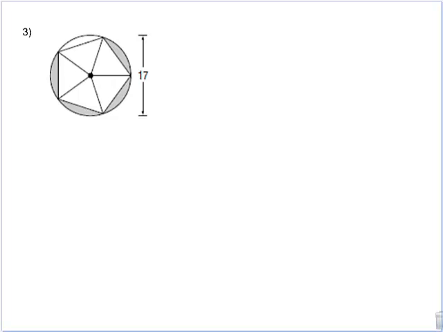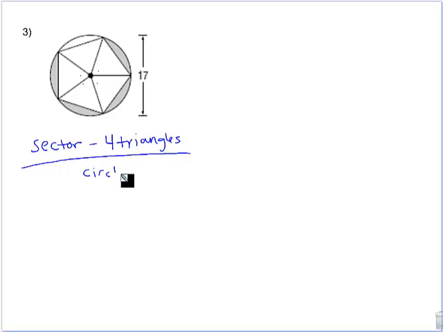Let's talk through how we're going to find the area of the shaded. So what are we going to have to do? Area of what first? Area of the sector. There's 4 of them this time, minus. How many triangles do we have? 4 triangles, over the circle.